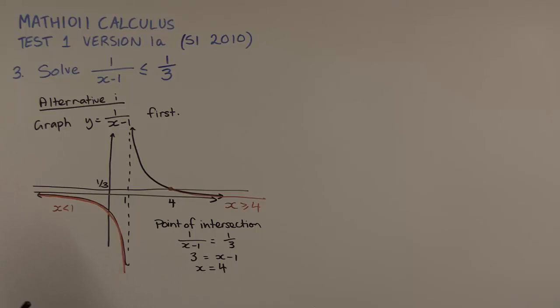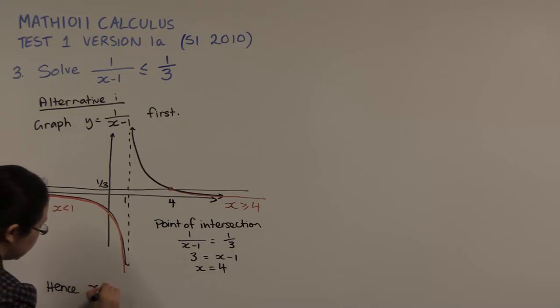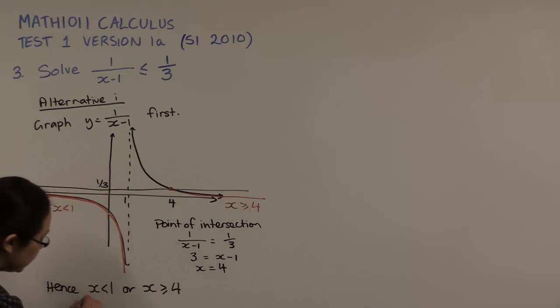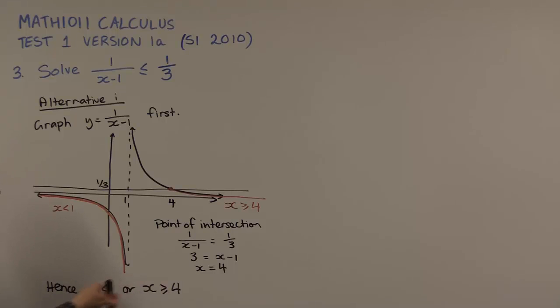So our final answer is that x is less than 1 or x is greater or equal to 4. We can write that using set notation. X is in the set. Well, it's a union because it's less than 1 or greater or equal to 4.